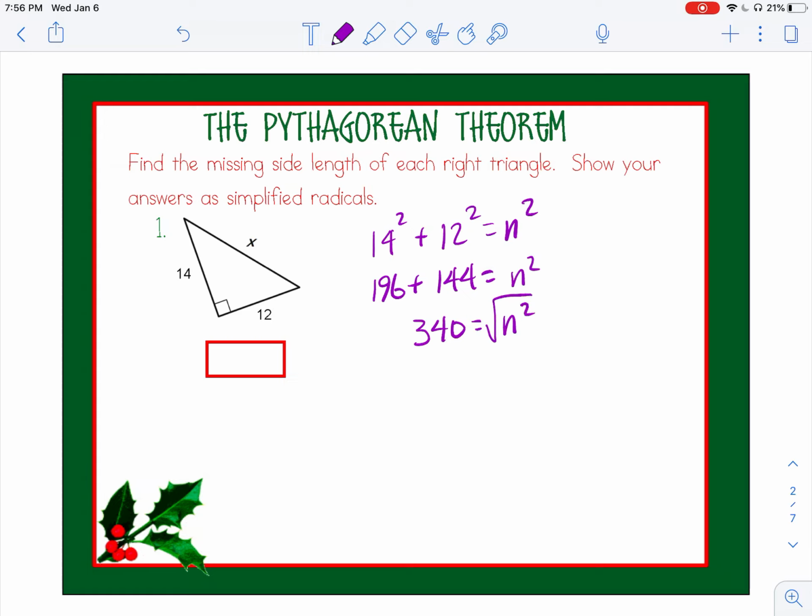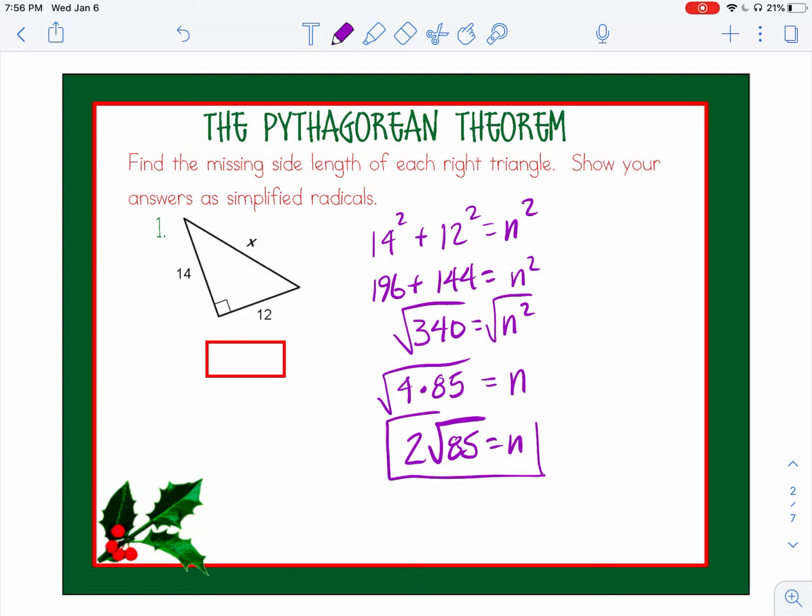All right, now just like the warm up, we're down to the spot where we take the square root of both sides, and 340 is not a perfect square. So this is where you would simplify a radical. That's the same thing as 4 times the square root of 85. And there's your final answer.